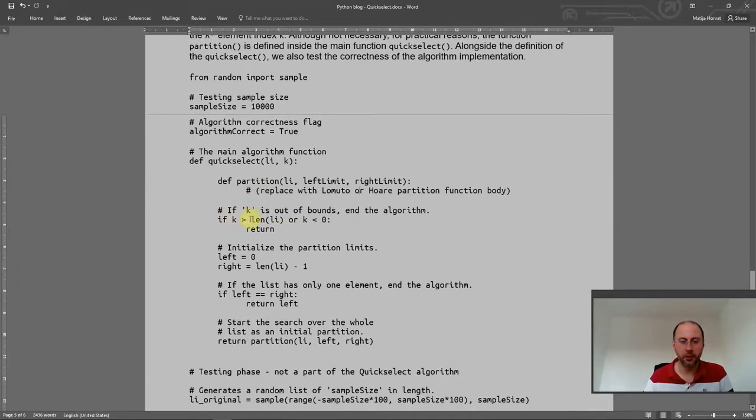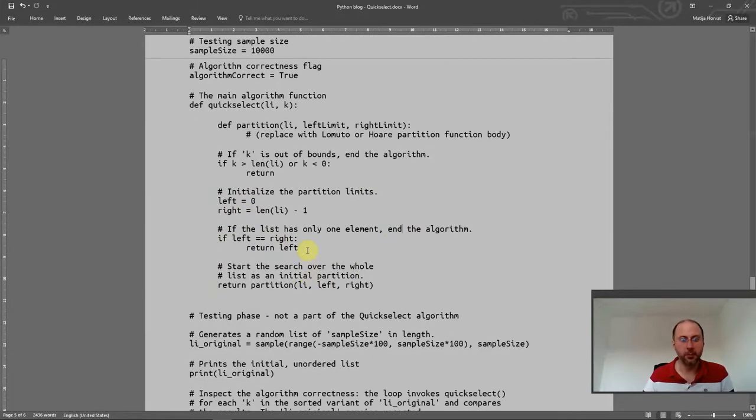These are some trivial condition checks. If the index of the target element is out of bounds, if it's negative or longer than the list, this ends the algorithm. Furthermore, we have to initialize the partition limits before the partitioning starts. So before the very first iteration, the left limit is initialized to zero and the right limit is initialized to the last element of the list. And of course, one more trivial check: if the list has only one element, the algorithm should be ended, because that must be the target element we are looking for. And here goes the first iteration, the first call of the partition function, depending on the scheme you chose to implement.